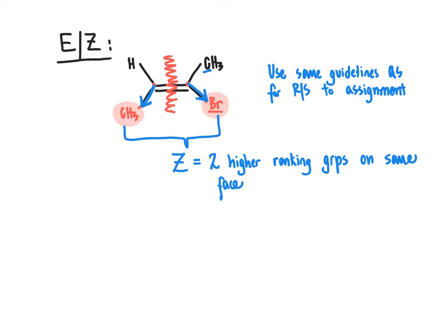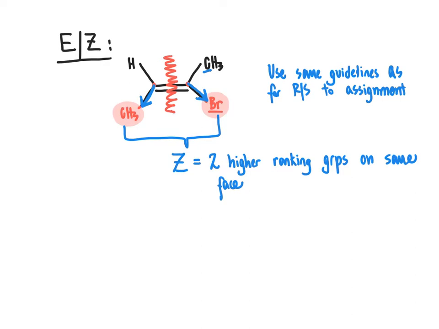You may be wondering why in the world we refer to this as Z, other than just to confuse you. The Z term stands for zusammen, which in German, where this terminology was derived from, means together. So what we're saying is that the bromine and the methyl group are together on the same face of the molecule. So we could draw the diastereomer of this molecule.